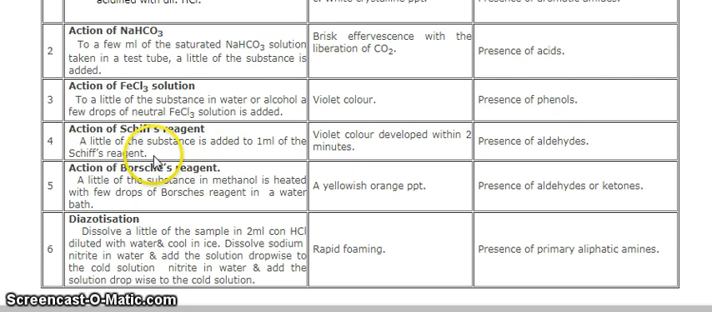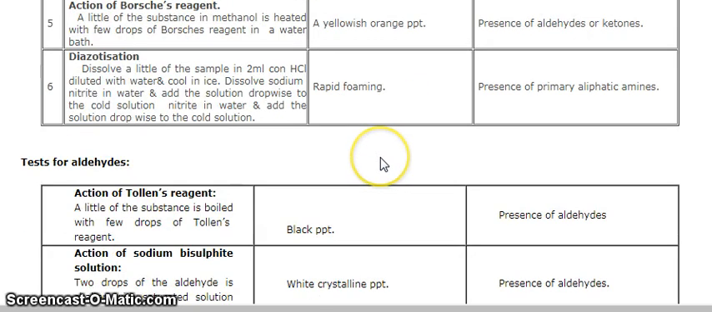Action of Schiff reagent. A little of the substance is added to 1 ml of the Schiff reagent. Violet color developed within 2 minutes: presence of aldehyde. Action of Brady's reagent. A little of the substance in methanol is heated with a few drops of Brady's reagent in a water bath. A yellowish orange precipitate is observed. Your inference: presence of aldehyde and ketones.